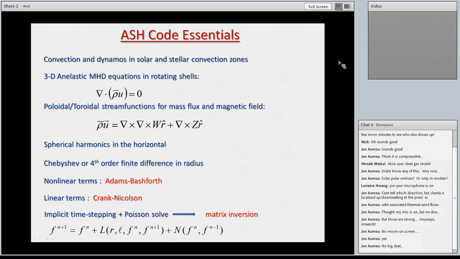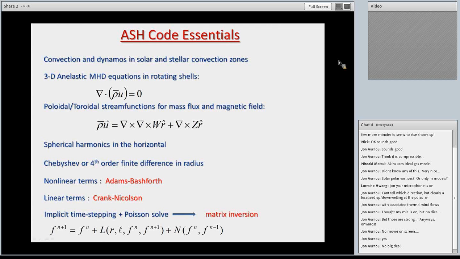As I've already mentioned, this is a code to model fluids in the anelastic approximation. We use a poloidal-toroidal decomposition on the mass flux vector. So we have a poloidal and toroidal stream function for the mass flux. We use spherical harmonics in the horizontal direction, and then we use either Chebyshev or fourth-order finite differences in the radial direction.